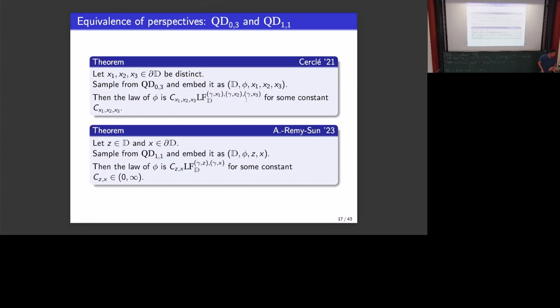And these are also known to be equivalent to the corresponding Liouville CFT objects. This first result by Baptiste shows that the 3-point quantum disk is equivalent to the Liouville field with 3 marked boundary points of size gamma. And then we also have a similar result if we have 1 marked bulk point, 1 marked boundary point.